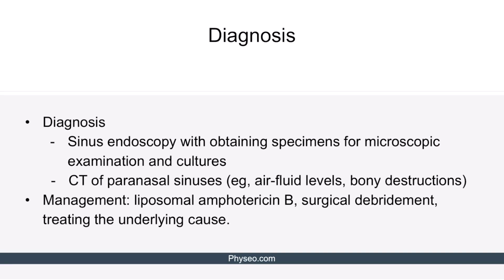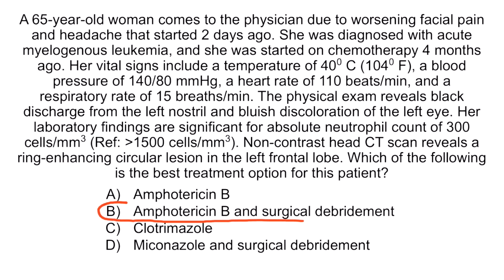Now, this slide reminds us of the diagnosis and management. So basically, you want to look inside the nares and the mouth, and you want to visualize it. And then you, of course, biopsy it, get imaging, and then start treating them. You got to be aggressive and quick with this. So amphotericin B and surgical debridement.